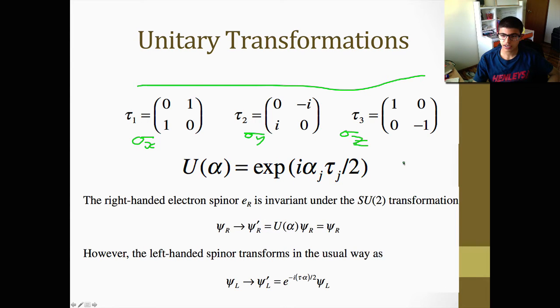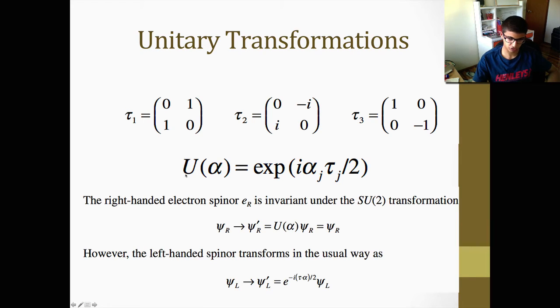And your standard SU(2) transformation is essentially an exponential of i alpha_j tau_j. J just represents the coordinate or position in the isospin space. Again, the right-handed spinor is symmetrical under that transformation, but the left-handed spinor is too, because, as we mentioned, it differs by 1/2, so we need to put it over 2.